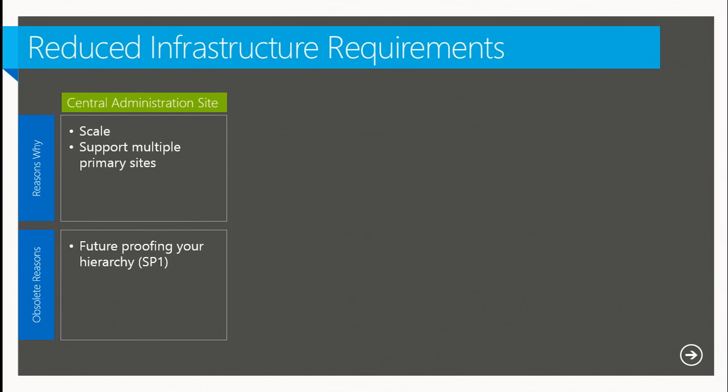So you would need a CAS to scale. Obviously, if you need more than one primary site, and we'll talk about why you need that, then you'd need a CAS, you need a full hierarchy. Starting from Service Pack 1, you do not need a CAS to future-proof. So if you're getting close to the 100,000 client limit and you're thinking, maybe in a year or two I'm going to need a full hierarchy, so let's create a CAS just in case, that is no longer needed. You can expand a standalone primary into a CAS. And I have the next slide to show you that.